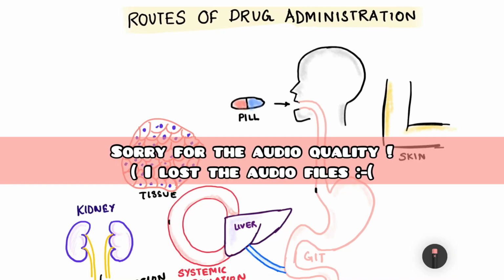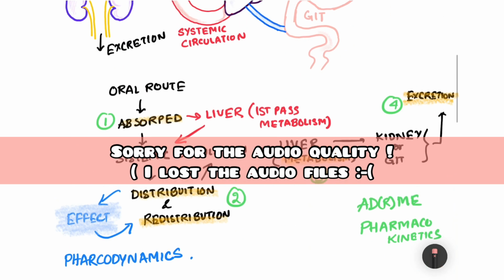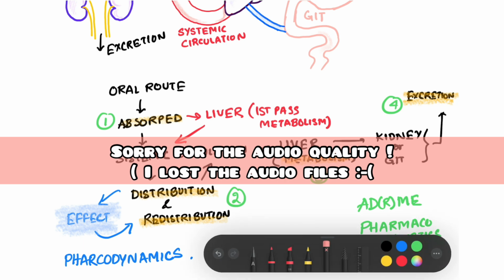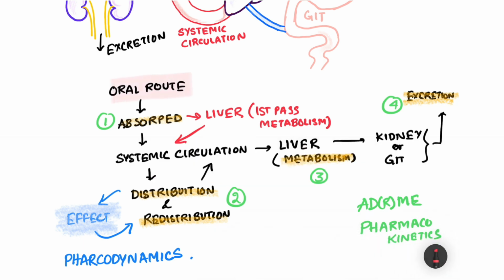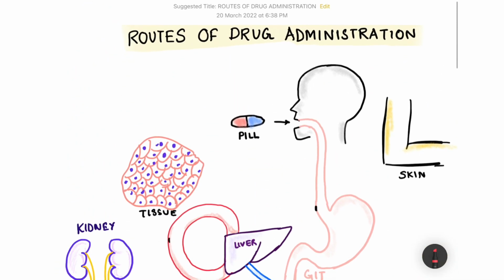So in the previous video we learned about pharmacokinetics and pharmacodynamics. But you have to always remember that whenever we talk about pharmacokinetics and pharmacodynamics, the entire story starts from the drug administration. And in the previous video, we took the oral route as the sole route of drug administration, like what happens when we take a pill through our mouth.